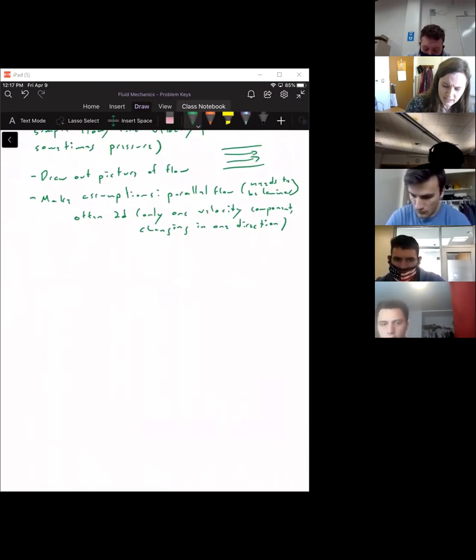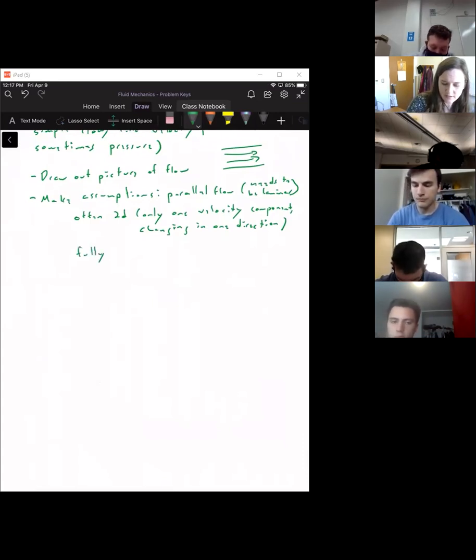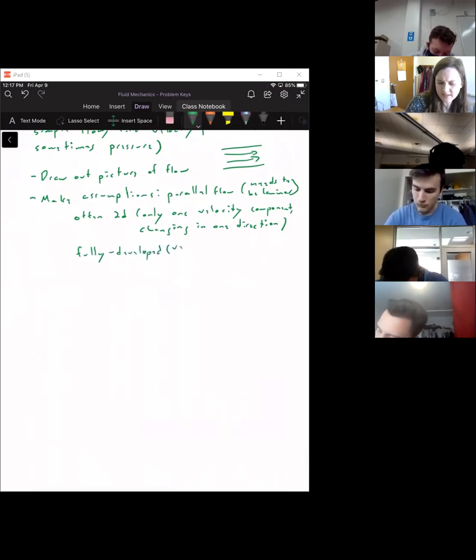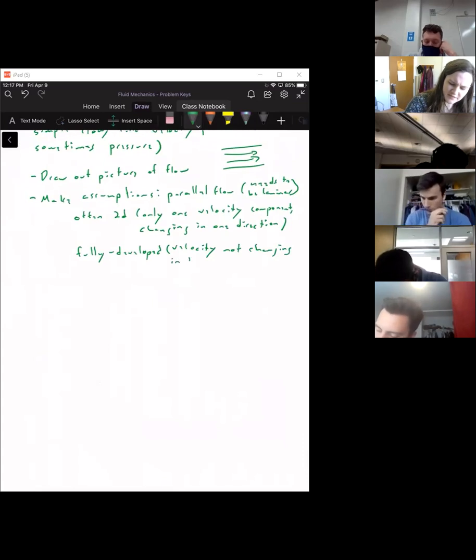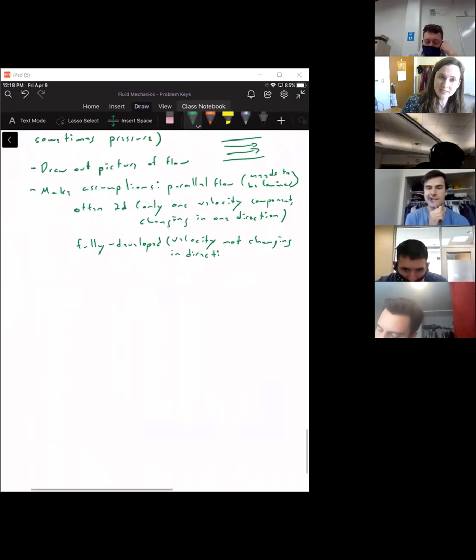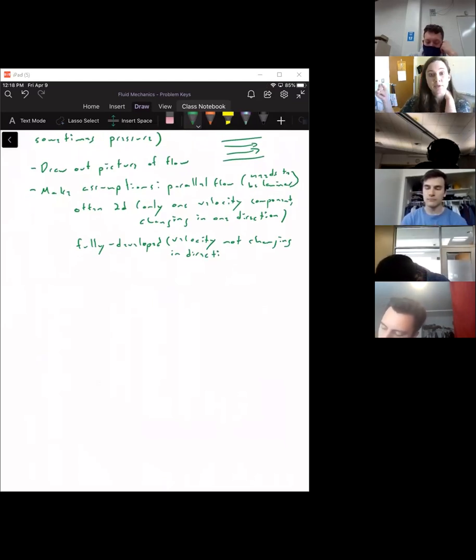Off to 2D. Fully developed, which means velocity not changing in direction of flow. Listing it out like this, I'm not sure is the most useful. The most useful thing is practicing and doing all the examples, which you did on the homework and we did in class. And I will post the homework key and we can talk about it anytime you want.